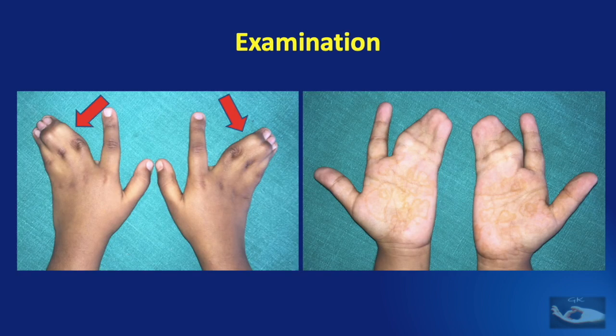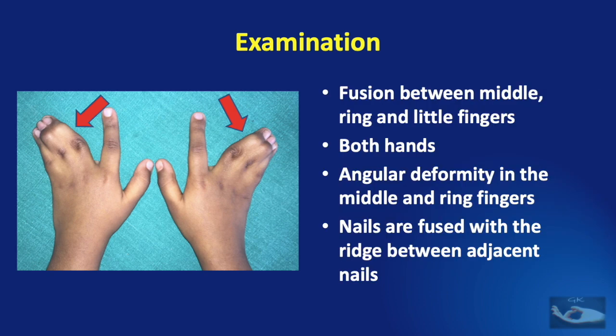As in this patient, where the middle, ring and little fingers have been involved, the middle finger and the ring finger have restricted growth, which can be seen by the angulation in the fingers, both on the sagittal axis and the coronal axis. So this child has a fusion between the middle, ring and little fingers involving both hands, and there is an angular deformity in the middle and ring fingers. The nails are fused with the ridge present between the adjacent nails. This suggests that the bones, that is the terminal phalanges of the three fingers, may be fused also.